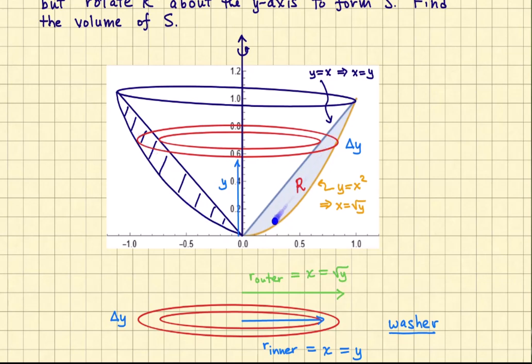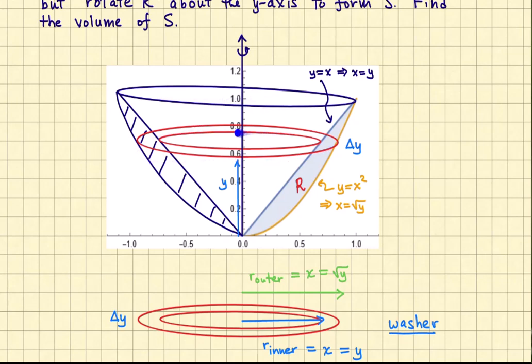Notice my region is not adjacent to my axis of revolution. So all this here is air. That's going to create a void. That's going to create air here. And that means when we slice it perpendicular to our axis of revolution, it wouldn't make sense to slice it this way. Instead, we want to slice it this way. And when we do make these horizontal slices, we're going to get little washers.